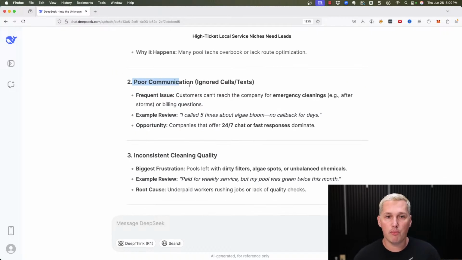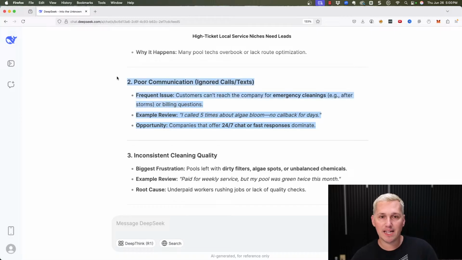Okay, here's another one, poor communication, ignored calls or texts. Customers can't reach the company for emergency cleanings after storms. So, companies that offer 24/7 chat or fast responses dominate. Guys, you could set up an AI-powered chatbot and go dominate this market, right? Or you set up your faceless videos and you set up a chatbot to help get your contractor that you're selling the leads to out faster.